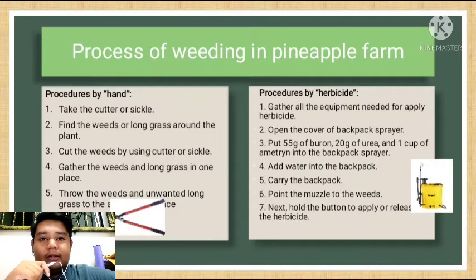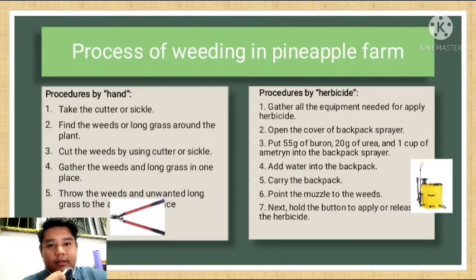There are 2 methods of weeding, which are by hand and by herbicide. So the procedure of weeding by hand is, firstly, take the cutter or sickle. After that, find the weeds or long grass around the plant. Next, cut the weeds using the cutter or sickle. After that, gather the weeds and long grass in one place. Next, throw the weeds and unwanted long grass to the appropriate place.